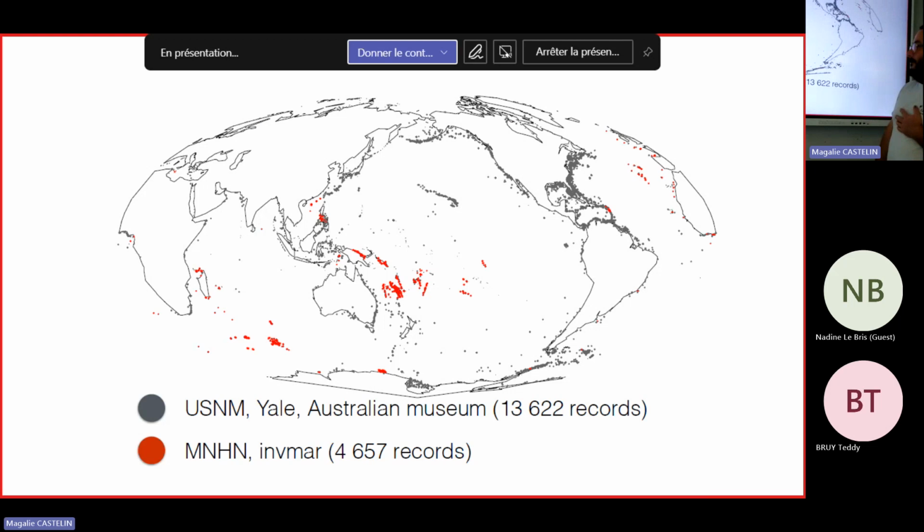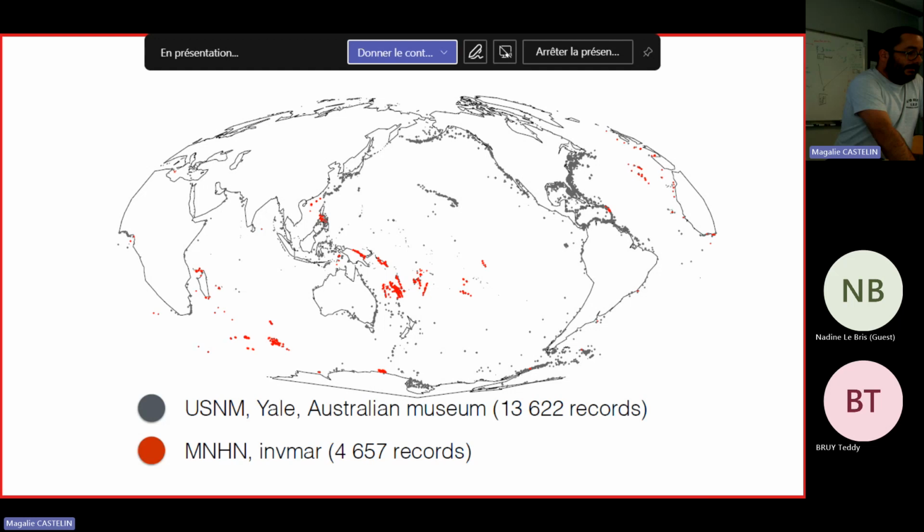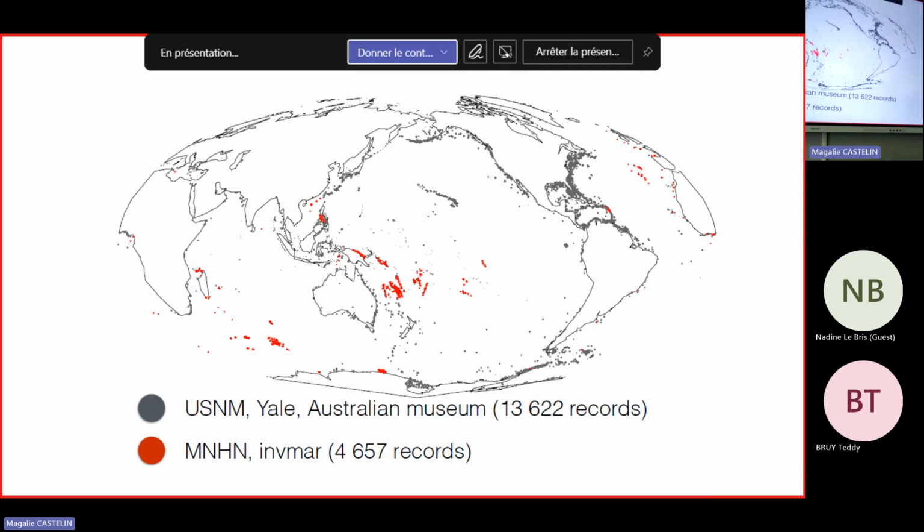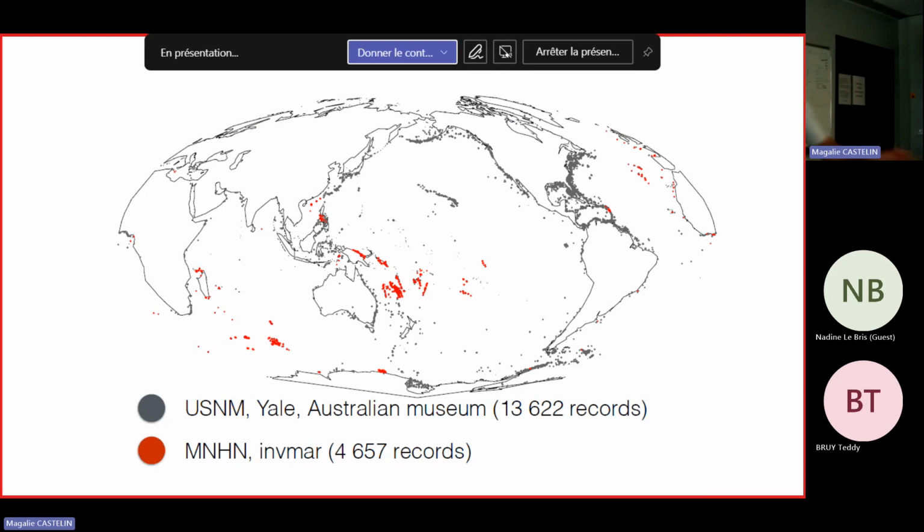And then I plotted the MNHN with almost 5,000 records. And there are areas that are very well sampled, and there are areas for which we have no samples. So there are still deserts in terms of sampling. And what's also stunning is that there are areas that are, relatively speaking, very well studied, but still we don't reach an asymptote when we look at species diversity and species richness. So who knows what is in these areas.